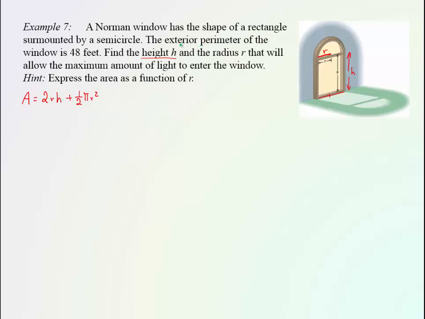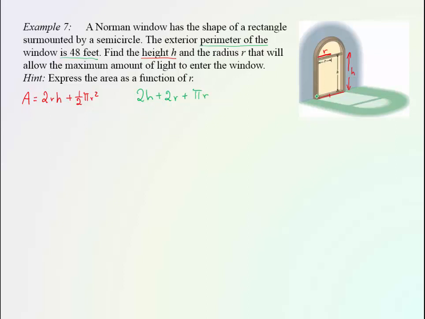Here we have a given perimeter of 48 feet. So what's the perimeter of this whole window? We'll have to go twice along the h, which is 2h, plus the base, which is twice the r, plus half of a semicircle. So it's 1/2 of 2 pi r. However, the 1/2 and 2 cancel, so it's just pi r. That will be the whole perimeter.